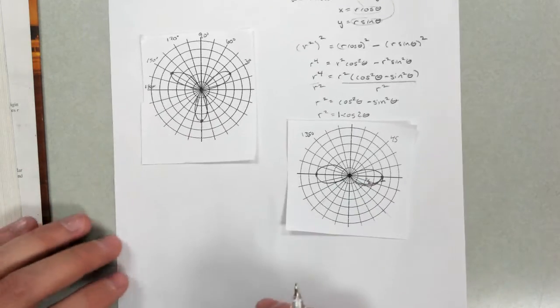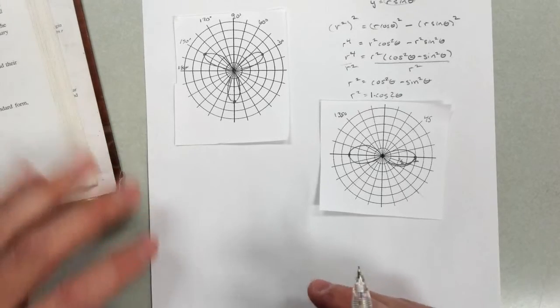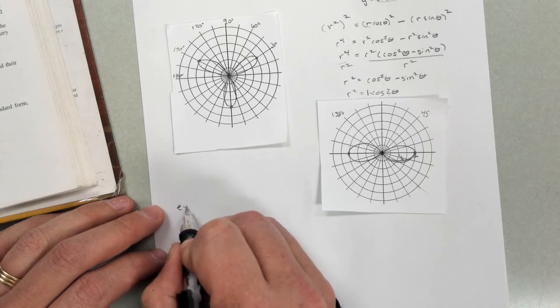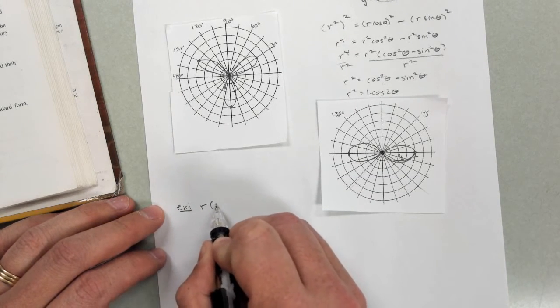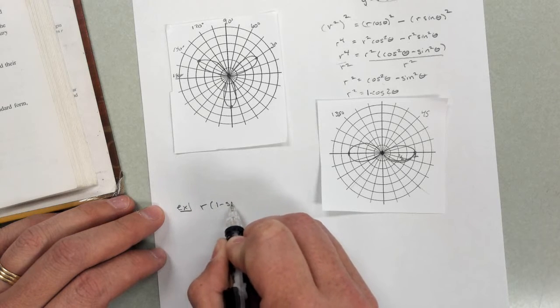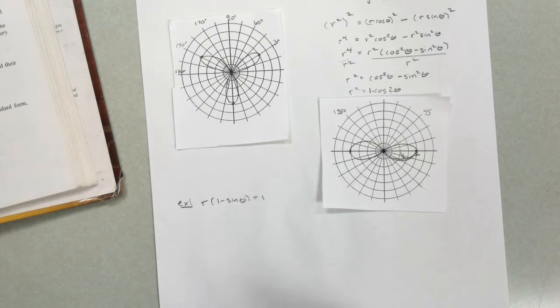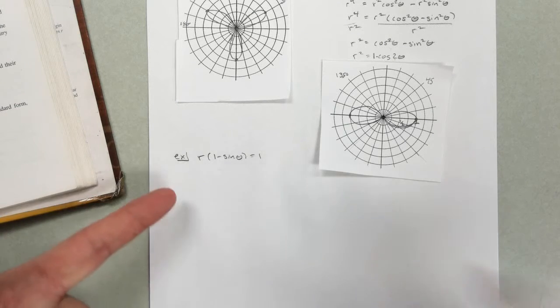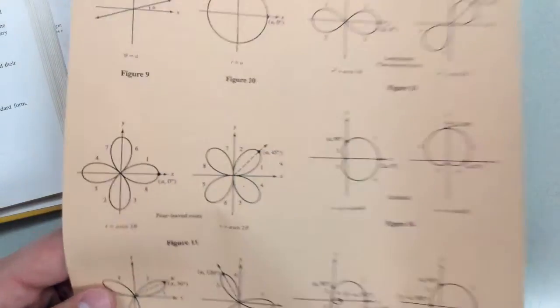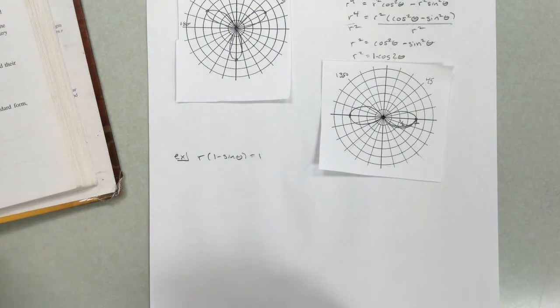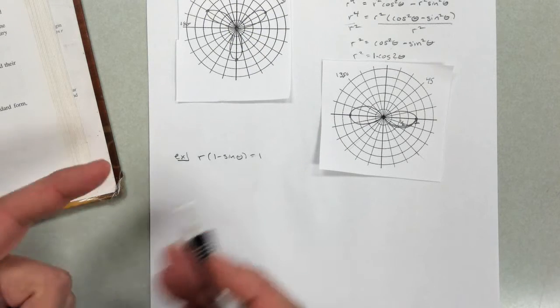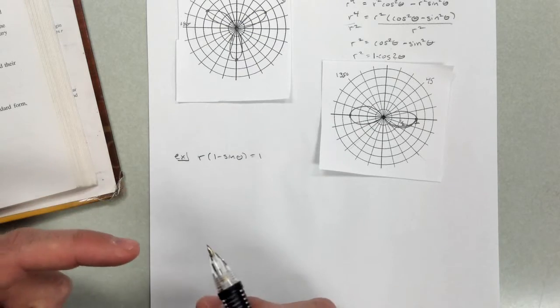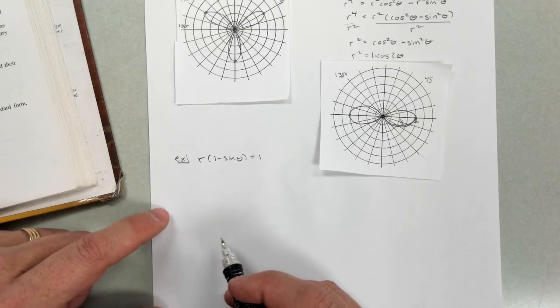Let's go on. Try to get 1 or 2 more done. Number 32 is r times quantity 1 minus sine of theta equals 1. And it's our job to again convert and graph. This is the one that they don't want us to graph from this form because none of these equations look like that. So instead what they want us to do is to convert to rectangular, and then we must recognize what it looks like in rectangular and graph it from what we know from advanced algebra.